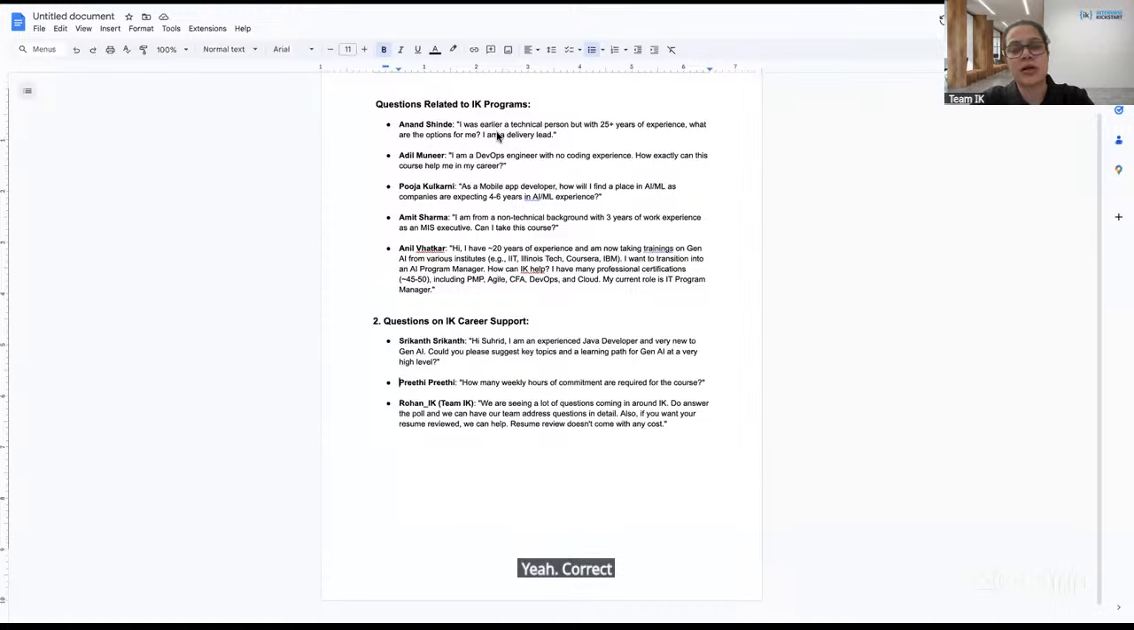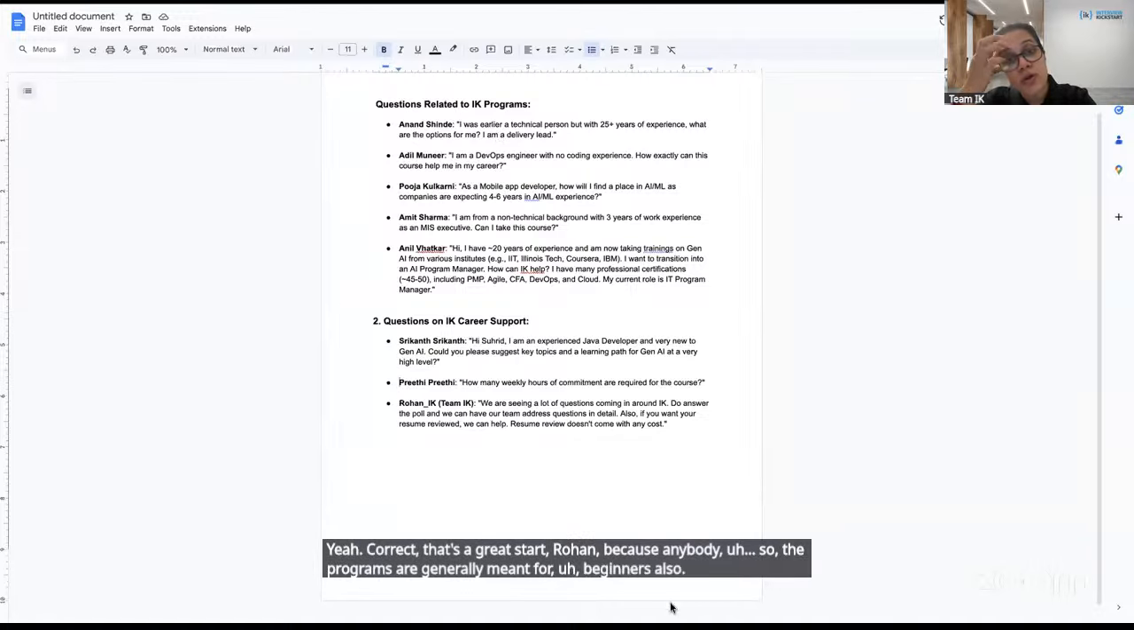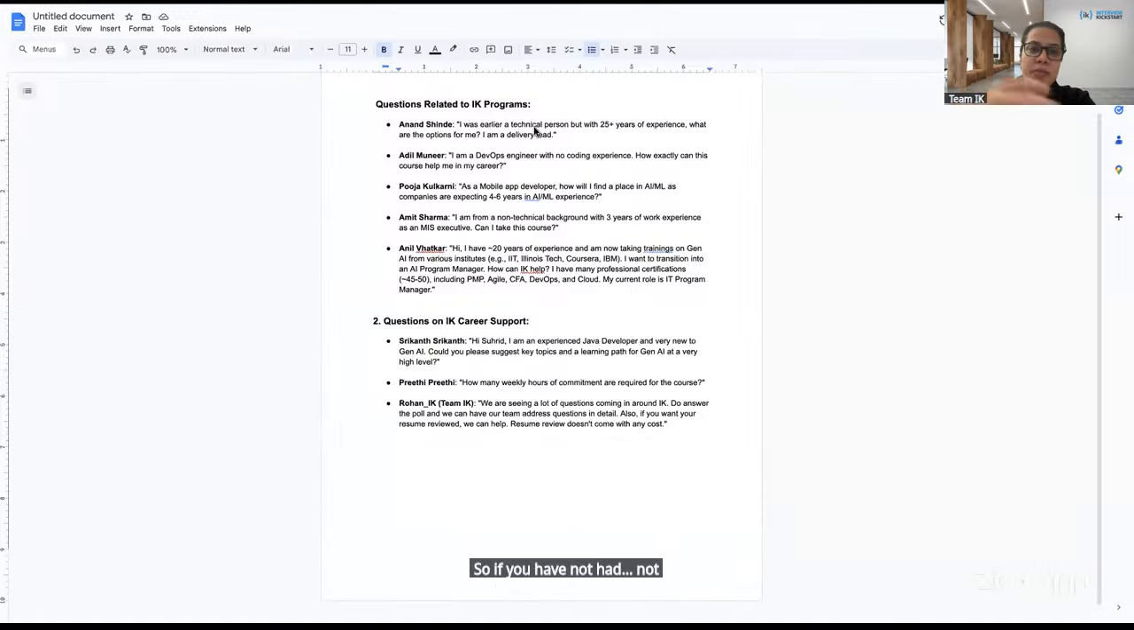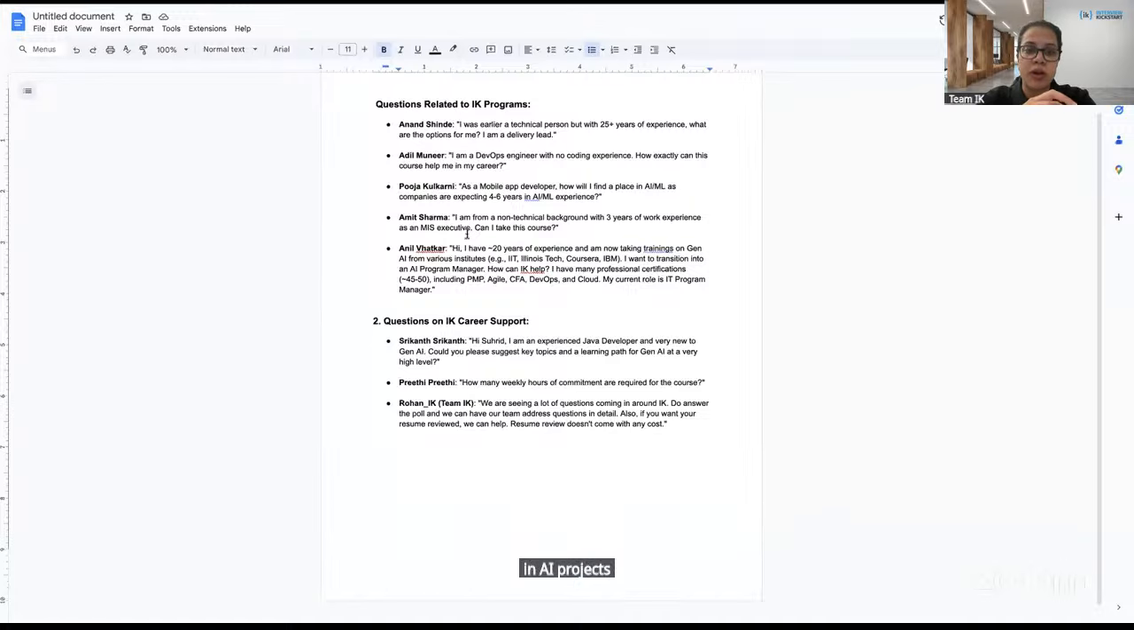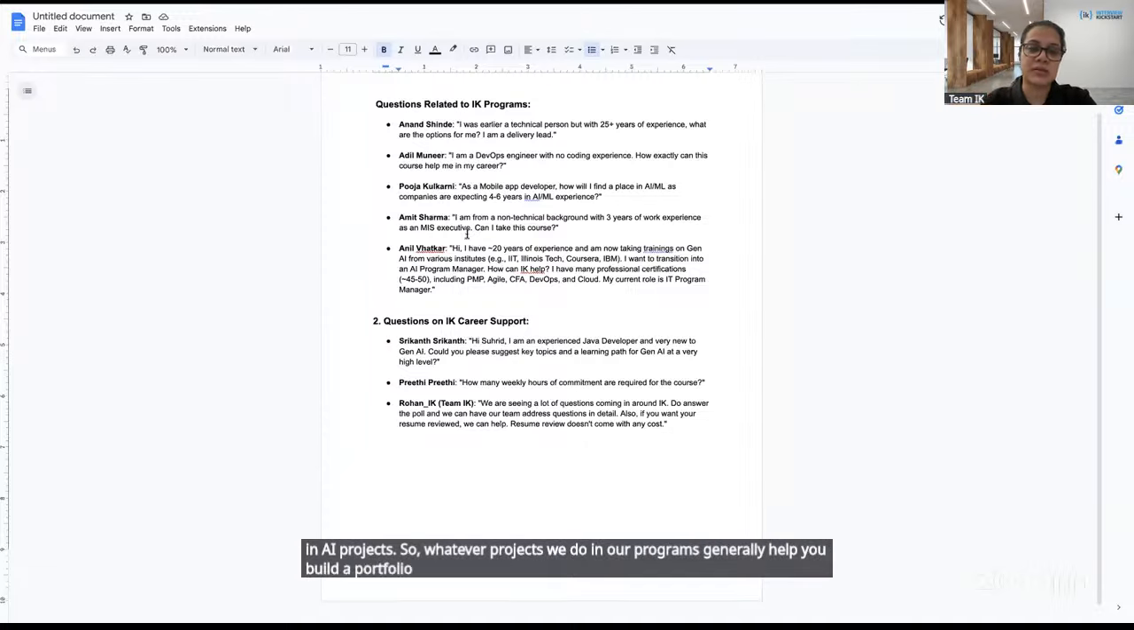Correct. That's a great start, Rohan, because the programs are generally meant for beginners also. AI/ML has just started taking center stage, right? So not everyone has had the opportunity to actually dabble in AI projects on the job. Whatever projects we do in our programs generally help you build a portfolio as well as skills. So whatever you're learning gets cemented. You're building a project with it, and you can showcase that in interviews or even in your promotion conversations.